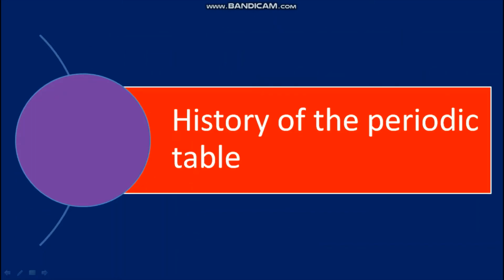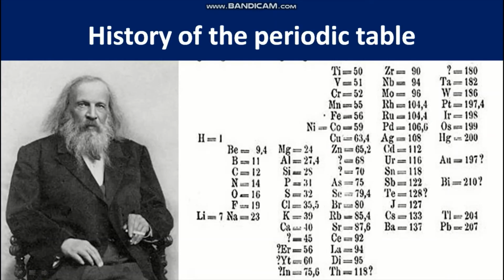History of the periodic table. When the periodic table was first made, not all the 118 elements that have been discovered today were known. Only 50 elements were discovered when they were first categorized by a Russian scientist and inventor called Dmitry Ivanovich Mendeleev in 1869. He categorized them in the same way they are categorized today.